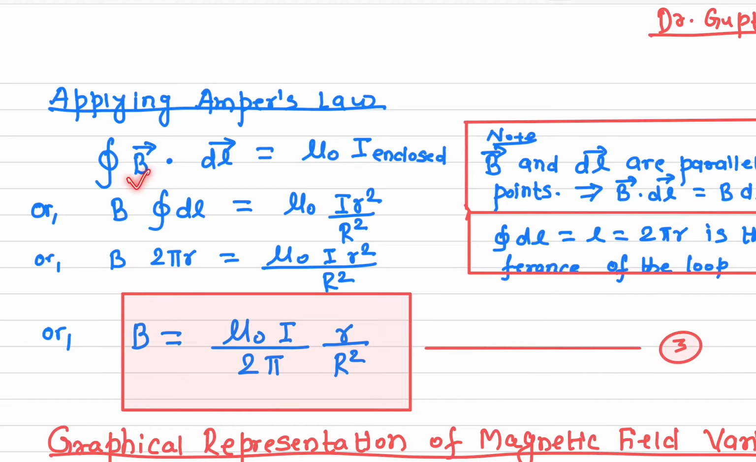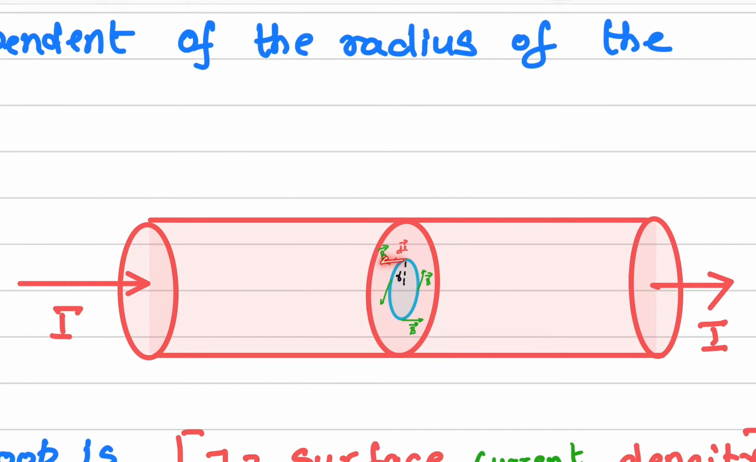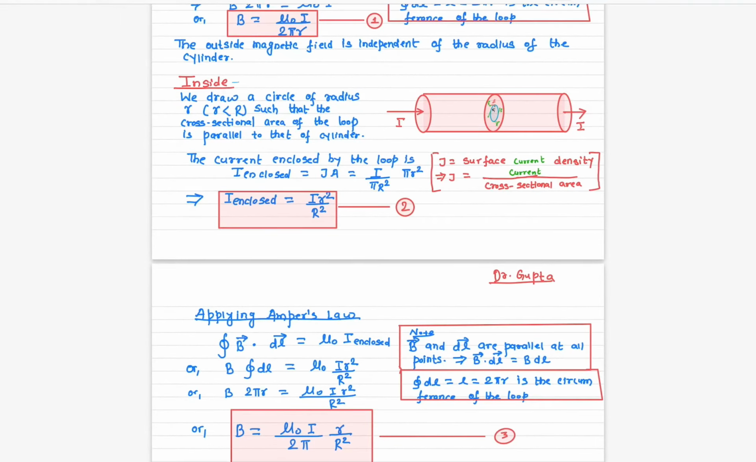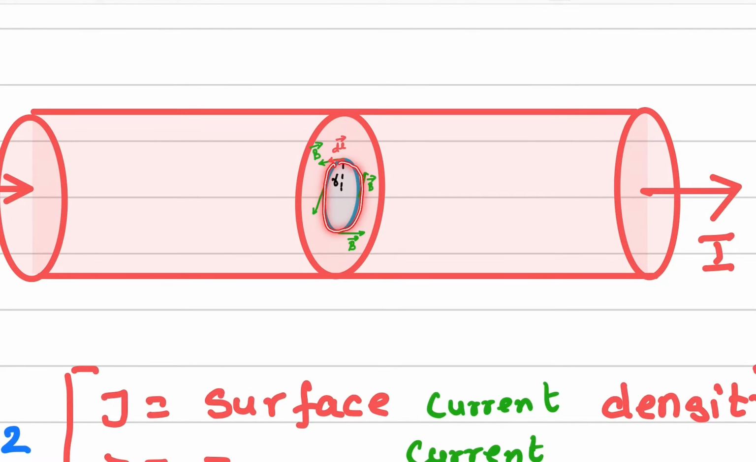And remember, the B vector and the dl vector are parallel at each point, because the magnetic field is circling around this current, and the dl vector is tangent at that point. As this is a circle, by symmetry, the magnetic field at each point is exactly the same. The magnitude is exactly the same.